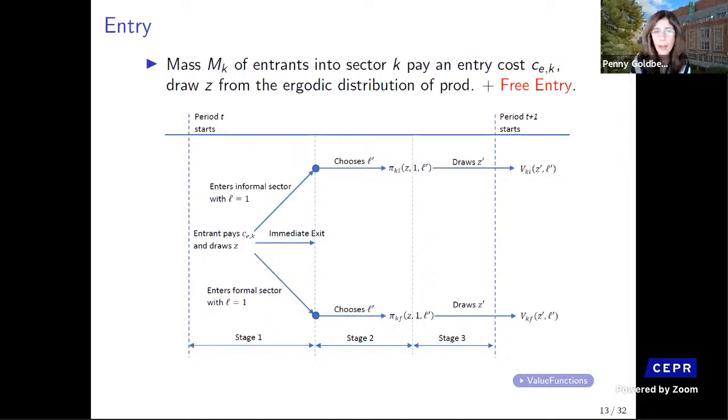So those were the incumbents. Now consider entry. We assume free entry. So there is a mass M_K of entrants. In order to enter sector K, they have to pay an entry cost, and then they draw a productivity Z from an ergodic distribution of productivity. And there are three possibilities once the potential entrant has seen the draw Z. One is immediate exit. The other is to enter the informal sector with size one. And the other is to enter the formal sector with size one as well. If they enter either sector, they choose the employment size of the firm, and then they realize profits. Again, the problem is very similar to what I showed you before. They draw a new productivity and start the next period with a value function.